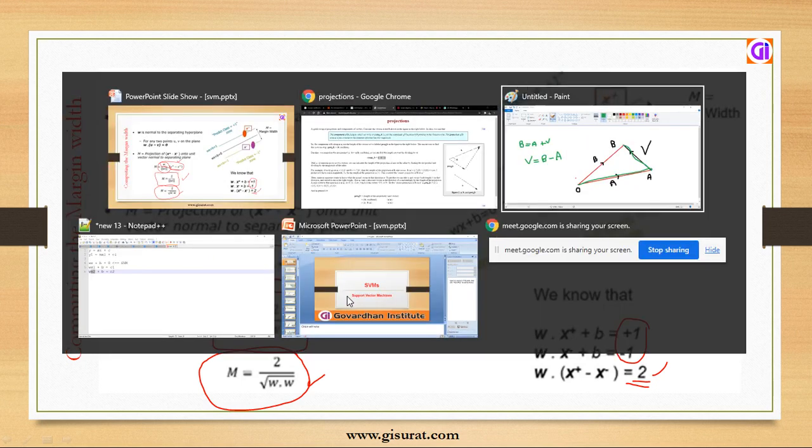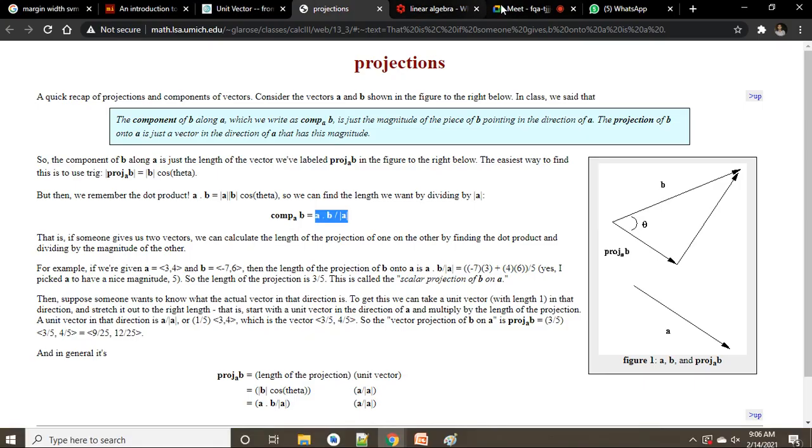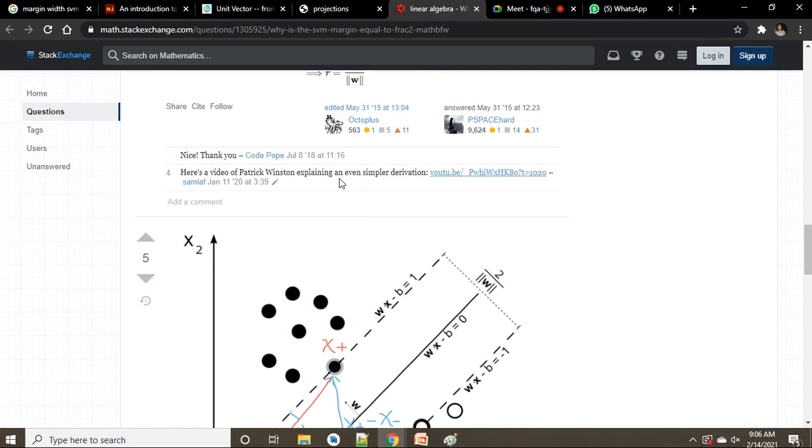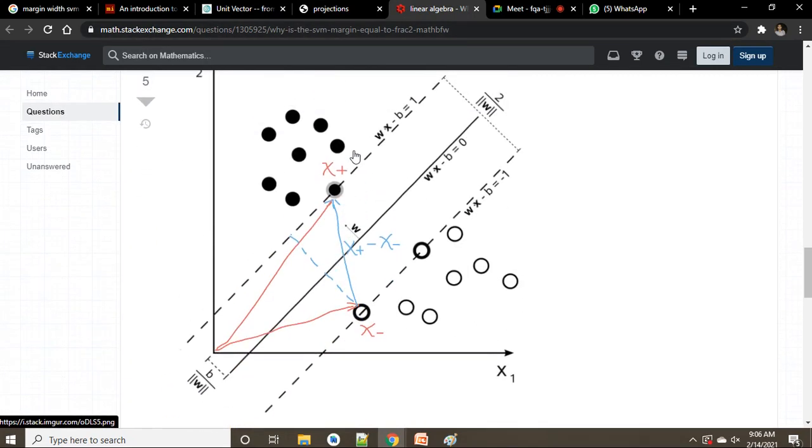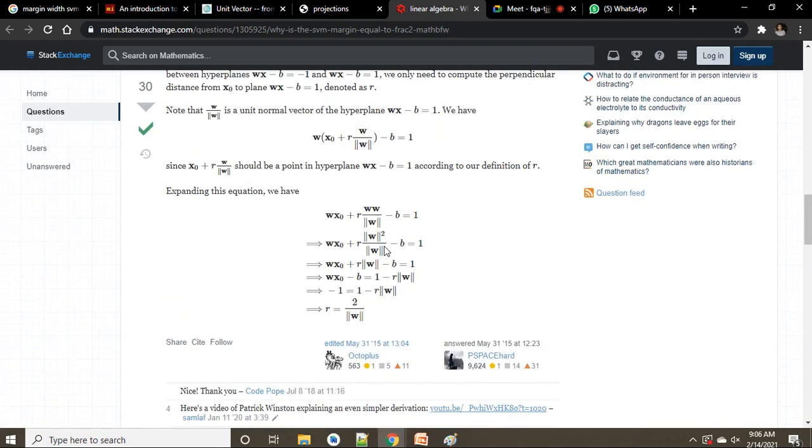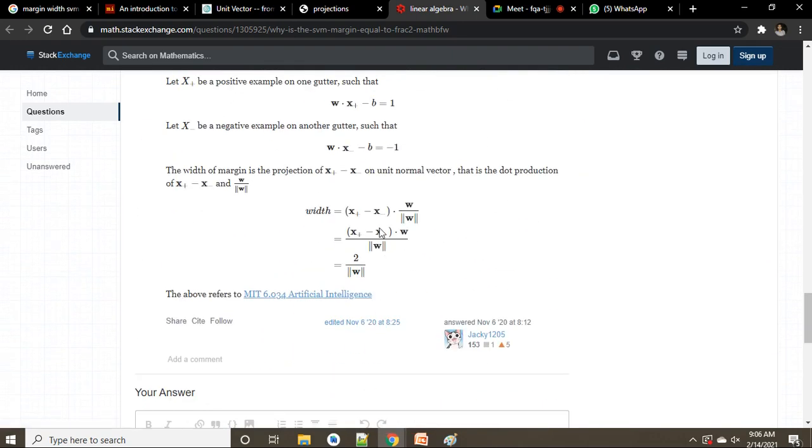But how to compute this? For that I have also found a website. On Math Stack Exchange, not Stack Overflow, okay, a good explanation is given. Here the same example is there. They have explained it in two different ways. You guys just read that also.